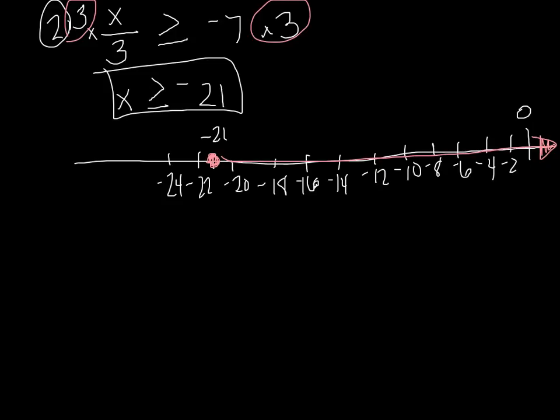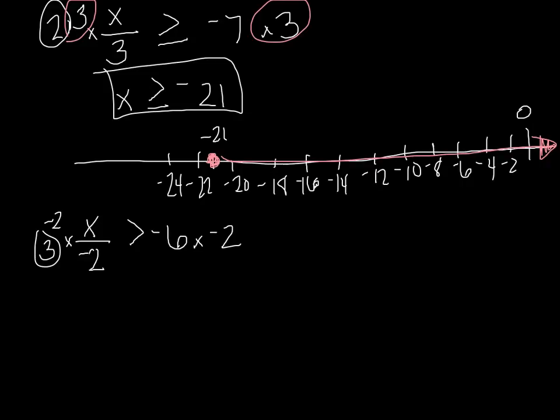All right, let's try another. Number 3, x divided by negative 2 is greater than negative 6. All right, here we go. X divided by negative 2. So to get that negative 2 to equal 1, I need to multiply both sides by negative 2.